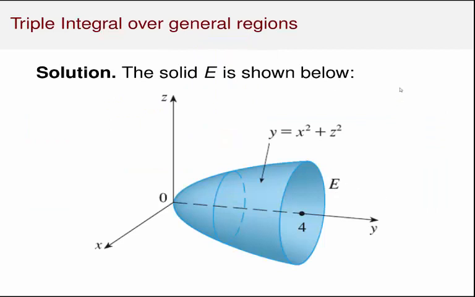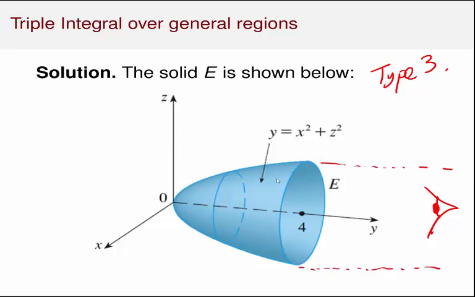And I'm going to view this as a type 3 region. In other words, I'm going to view this object from the positive y-axis. And imagine there were rays of light going towards the solid E from the positive y-axis. Then the shadow that we see on the xz plane will be the projection of this solid E. Okay? Now, you see the boundary of the shadow is precisely this intersection curve of the vertical plane y equals 4 and the elliptic paraboloid, right?